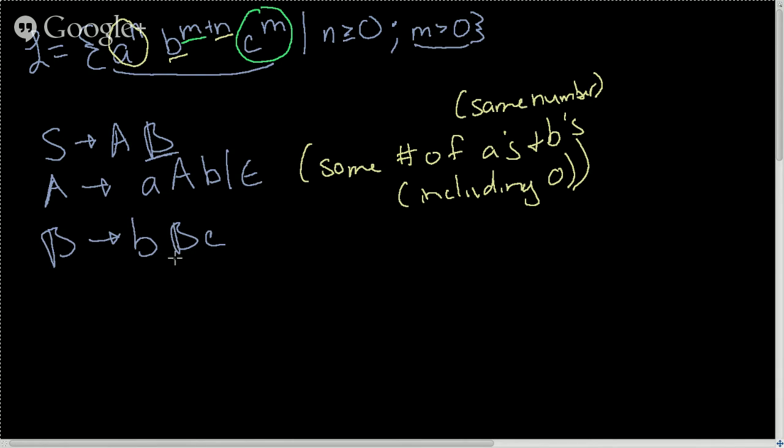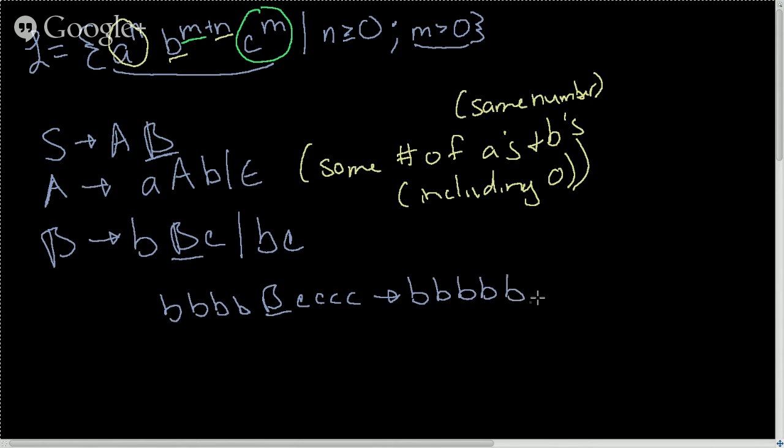But we need a way to terminate this, because as it stands right now, this B is going to go on forever. So we have to have a terminal symbol here. And because we need at least one BC, because M is greater than 0, our terminal is going to be just little b, little c. And that means we can have as many B's as we want, as many C's as we want. It's got to be the same number. And when that B goes to just BC, that's going to leave us with something like that.